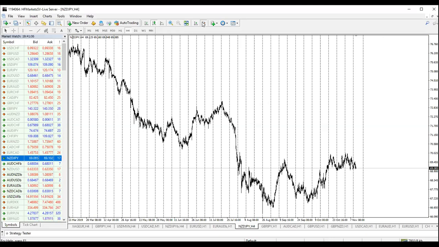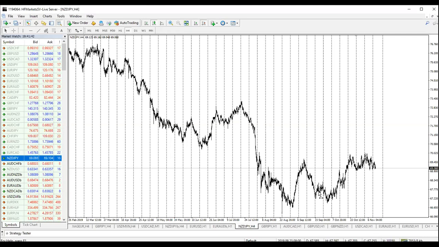Now, I want to teach you how you can combine the technical setup and fundamental or economic data. As I said before, the technical setup that we see in the forex market might give us a clue about what direction the market can take just after the release of that news.